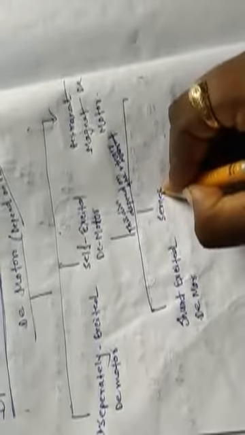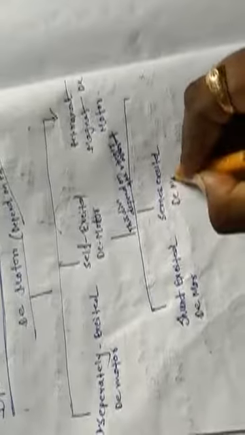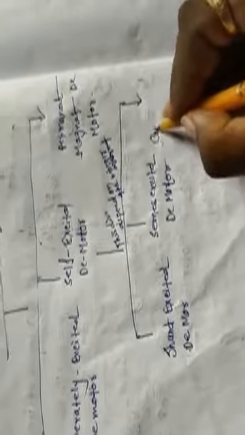Number one is shunt excited or shunt winding DC motor. Then number two is series winding or series excited DC motor. Number three is compound excited DC motor.